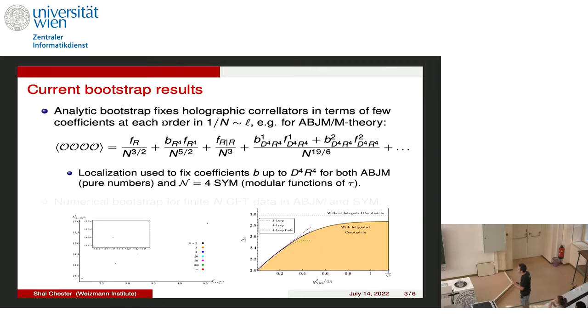These specific powers of N that you're seeing just have to do with the dimensional analysis and the relation between Planck length and N. So how do we fix these coefficients b? We need some other information about the theory aside from just the constraints of the bootstrap.